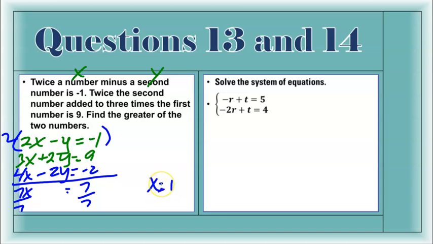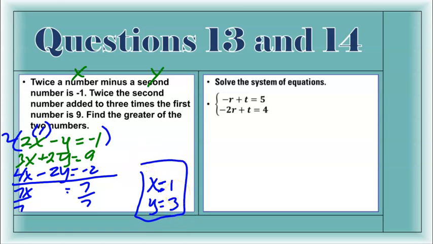So if 1 is one of our numbers, I can substitute 1 in for x. I'm going to do this up here. 2 times 1 is 2. If I subtract 2 on both sides, I get -3. And then I divide by -1. Y is going to be +3. Now I can verify this. 2 times 1 is 2, minus 3 is -1. So my two numbers are 1 and 3.